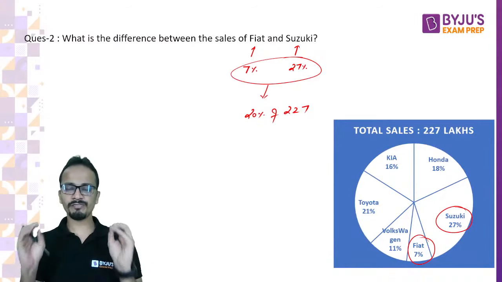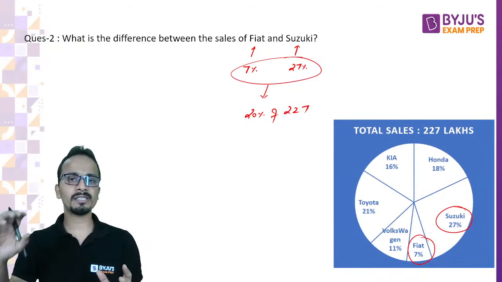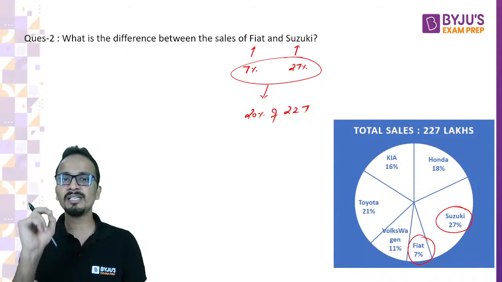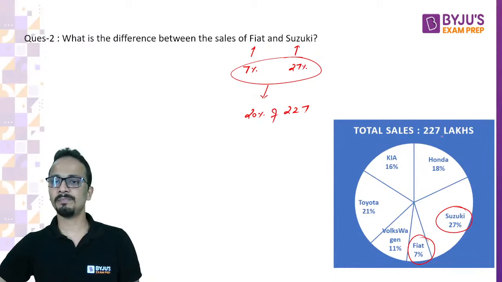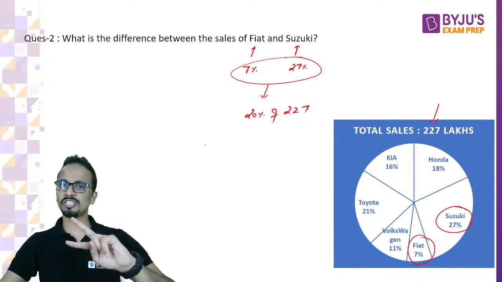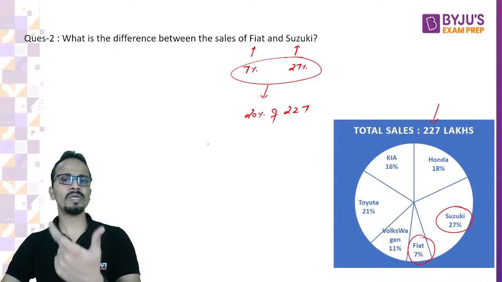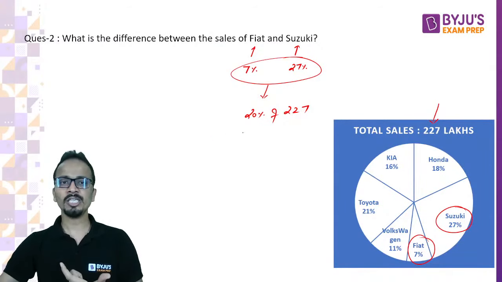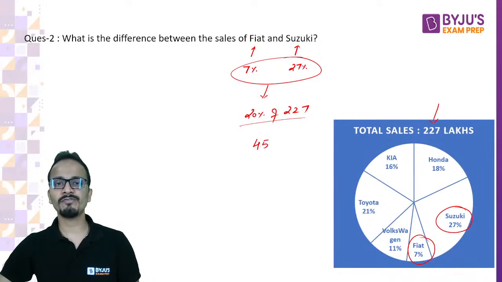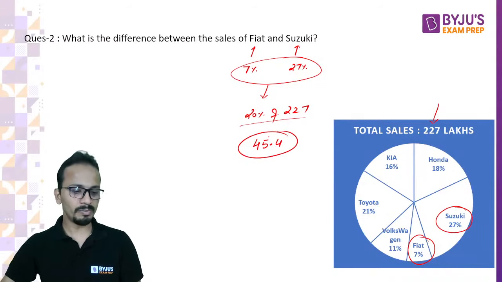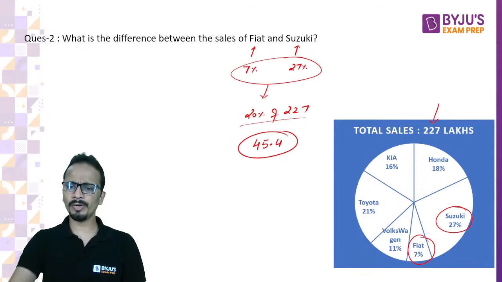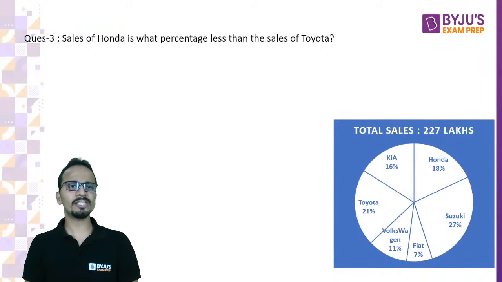Okay, so if the bases are the same, this particular thing can be done. I'm repeating it again and again. The base for both the values was 227 lakhs. So just take the difference between the percentages 27 and 7, which is 20. So calculate 20% of 227, which will be 45.4. So your answer will be 45.4. All right. Am I clear? Now let's move on quickly to the next question.